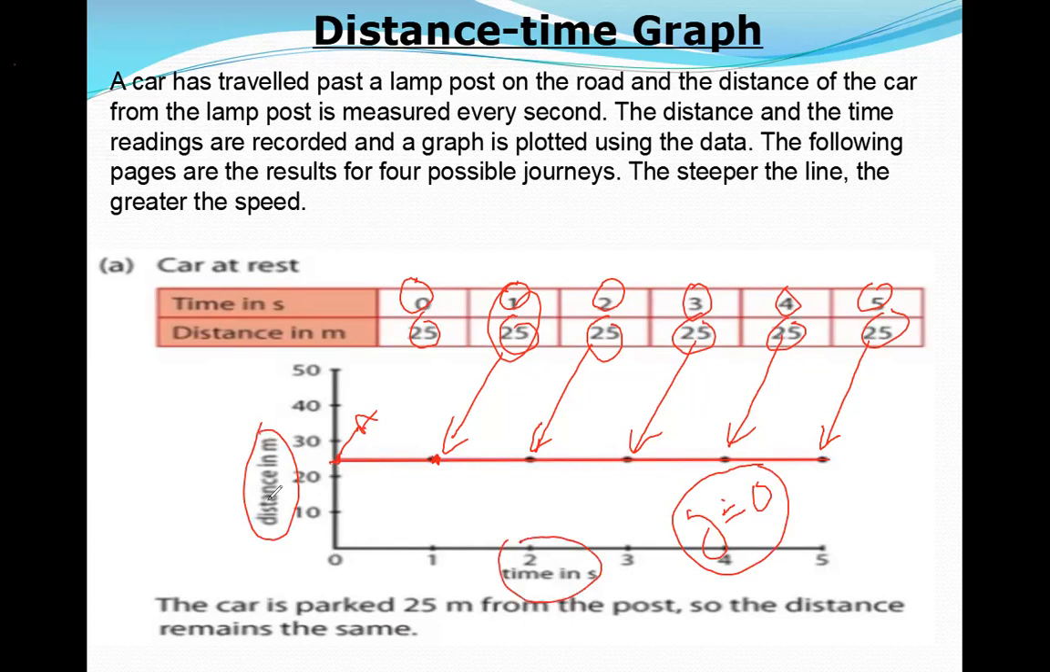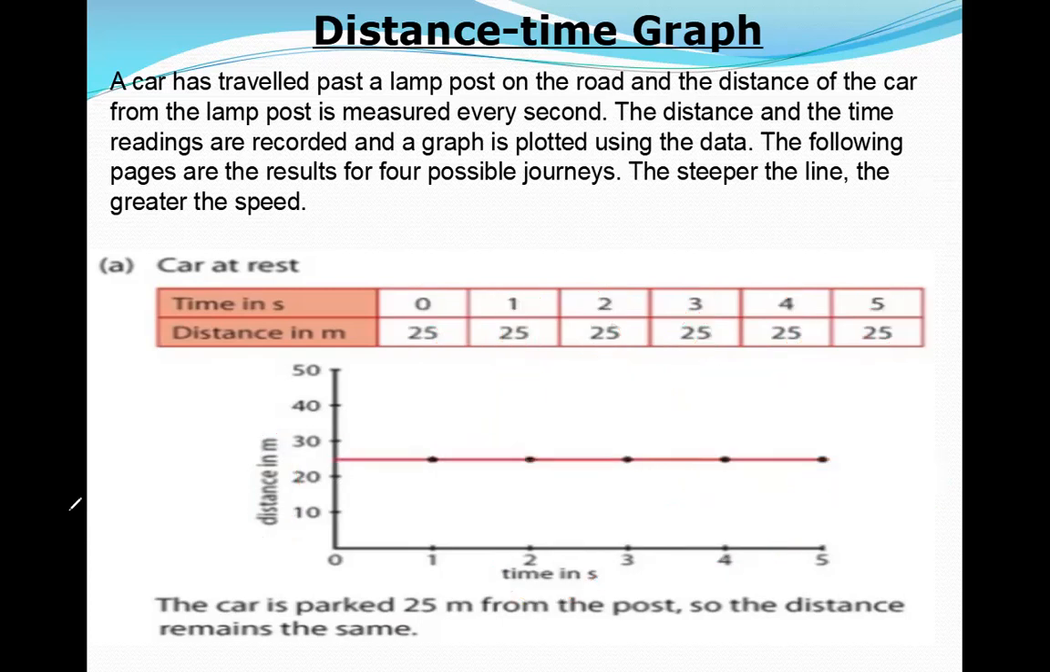If the gradient is 0, and this graph is a distance time graph, then the distance time graph shows the speed of the body. The gradient is 0, so the speed will be 0. If the speed is 0, it means the body is at rest. This graph means the body is at rest or stationary. Okay, now come to the next graph.